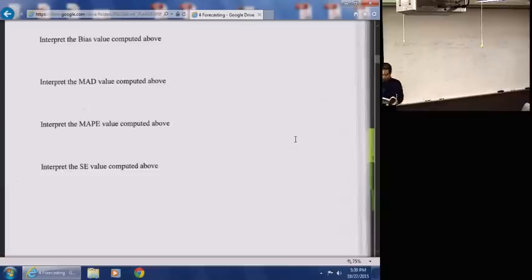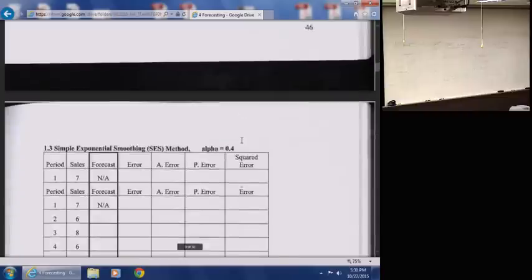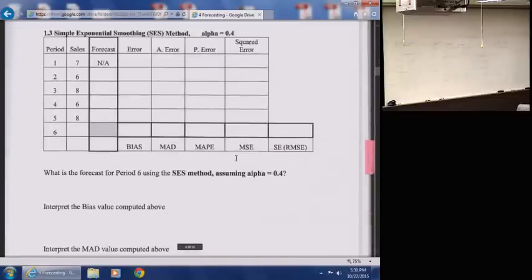Okay, so let's go to exercise number 1.3. I'm not going to repeat the exercise, but I just want to give you a heads up of how you would do it, which is basically the same. Exercise 1.3 tells you to do a prediction again, but now instead of using the 2-period moving average, you use the simple exponential smoothing method, where the alpha is given. Alpha equals 1.4.